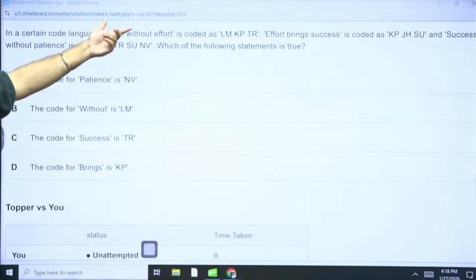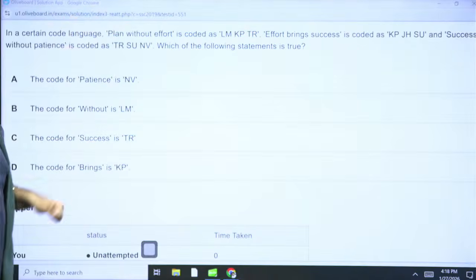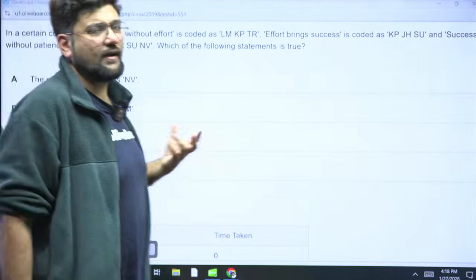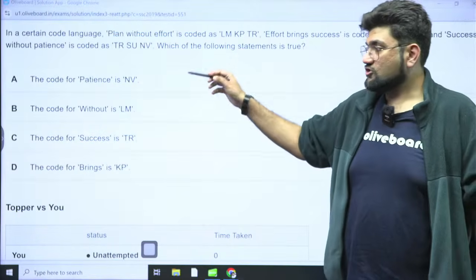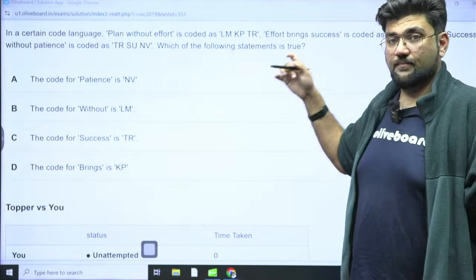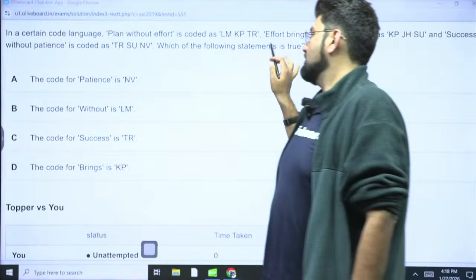They will ask you what is the code for patients, and they will give you these 4 options. So then tracking and finding it becomes easy when you can eliminate simply. But here, they have given you each option as a separate code. Okay, so you'll have to be quick at this. Which of the statements is true?